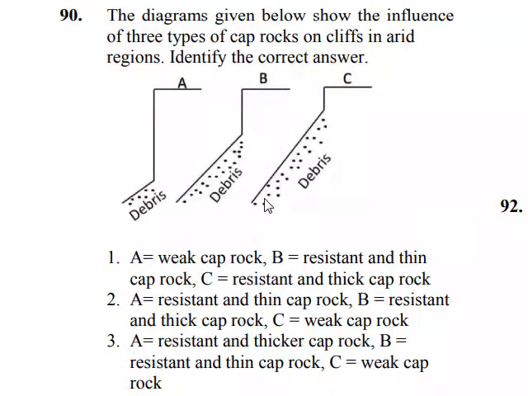So here you can see mainly A is the debris here given, B debris, C debris. But the debris increases slowly from A to C. So option 3 is the correct option. A is mainly resistant and thicker cap rock, B is resistant and thin cap rock, and C is the weak cap rock. So option 3 is the correct.